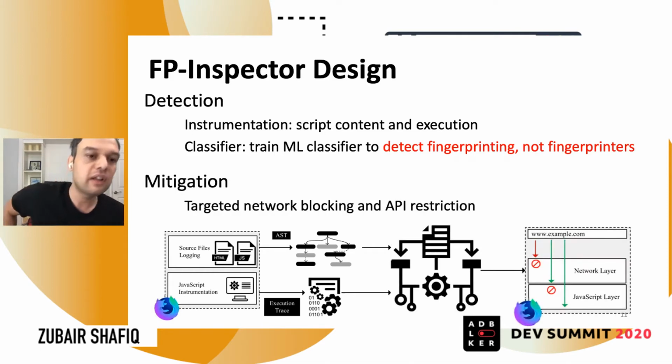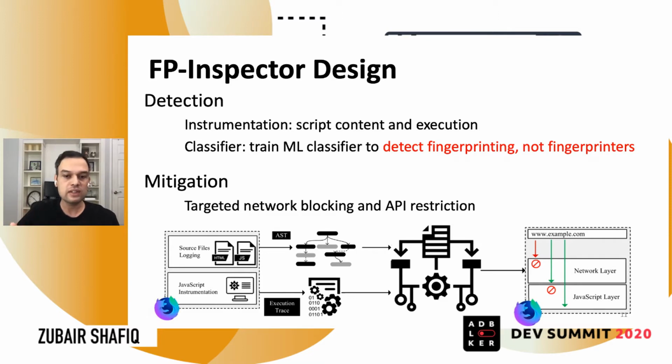And the nice thing about FP Inspector is that now that we have this machine learning model, which hopefully can accurately detect fingerprinting scripts, it can be leveraged to implement very targeted mitigations. So for example, FP Inspector combines network level request blocking and API restrictions. Network level blocking, for example, is really ideal because it blocks both active and passive fingerprinting.